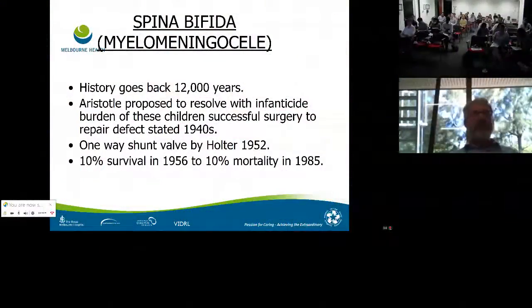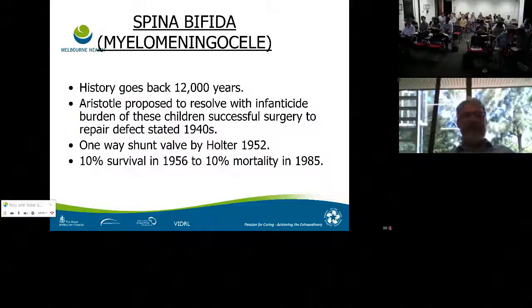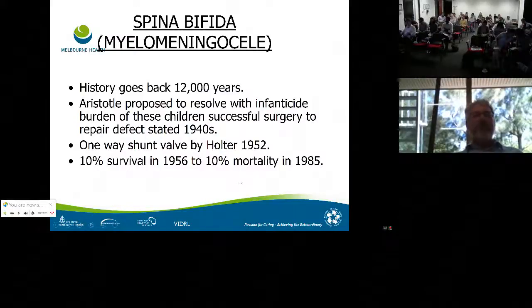Successful surgery was given to deal with the back lesion and the neurological lesion. Holter designed his one-way valve for CSF shunting in 1952, and that again made an enormous stride forward in survival, and it improved from 10% survival in 1956 to 10% mortality in 1985. And things have probably got a bit better since that time, but not dramatically.